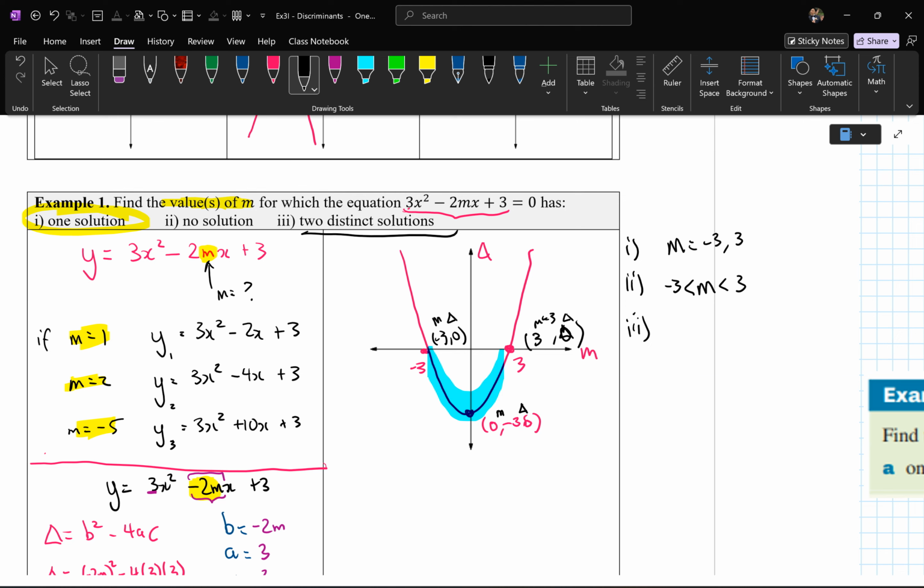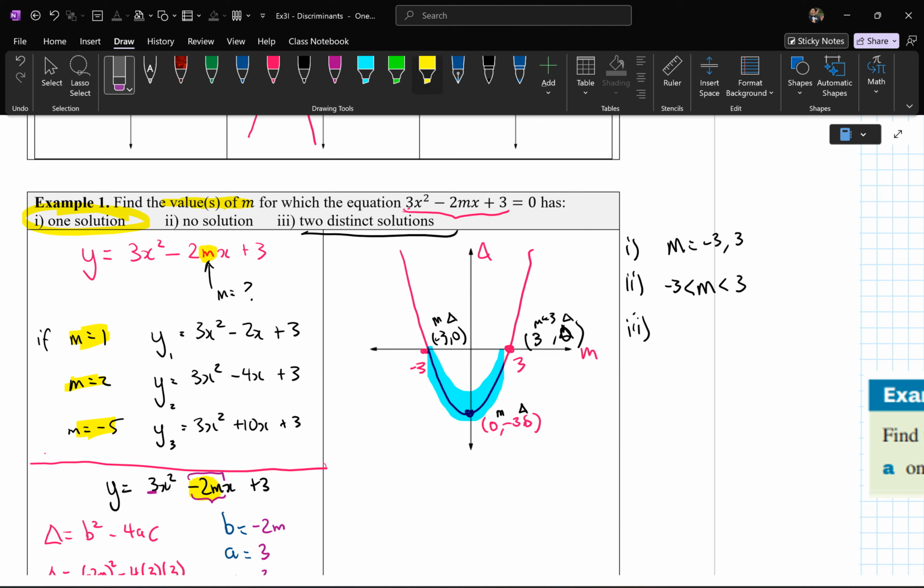Beautiful. So if you were to write it, you have to write it separately. A lot of students try to do it this way. I think they write less than negative 3, and then greater than 3. That's inappropriate. You can't do it that way, okay? Conventionally, the smaller number is on the left, and if you write it that way, that's the wrong way of writing it.